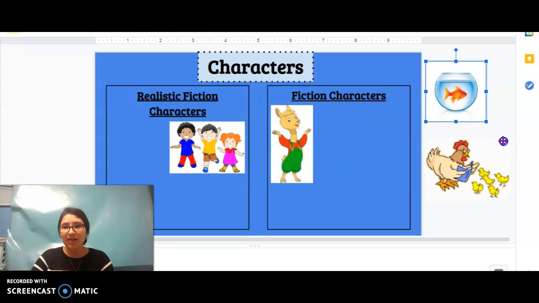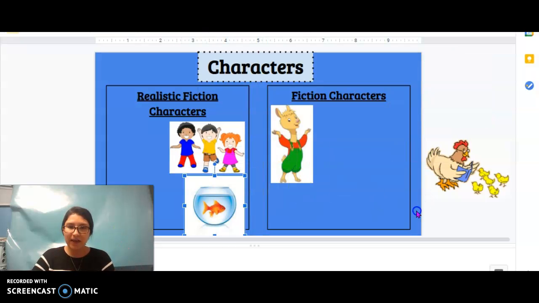All right, so here is a goldfish in a little fishbowl. What do you think? Is this an example of a realistic fiction character? Is the animal behaving like a pet or other animals? Thumbs up for realistic fiction or thumbs down for fiction? Realistic fiction. This character is behaving like an animal normally would.